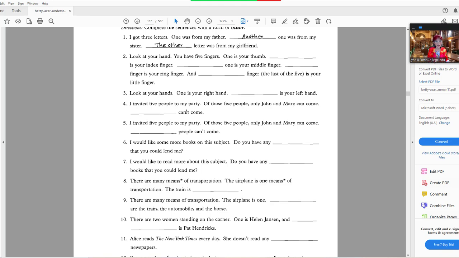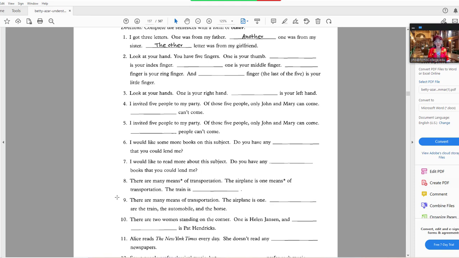I invited 5 people to my party. Of those 5 people, only John and Mary can come. The others can't come. So that's how we use the other, another. In other words, you're adding more and more people.